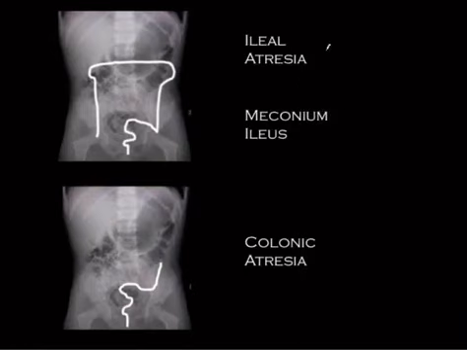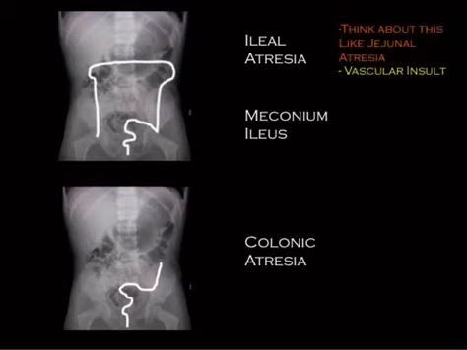So the long ones here, ileoatresia and meconium ileus. What's the trivia you need to know? Ileoatresia, just like jejunal atresia, think about multiple infarcts because of vascular pathology. Meconium ileus, you probably remember from med school, step 1, step 2. This is the CF thing, right? They've got the thick secretions there, and they end up with meconium ileus. Colonic atresia is going to be short. It's going to look different than the other ones.